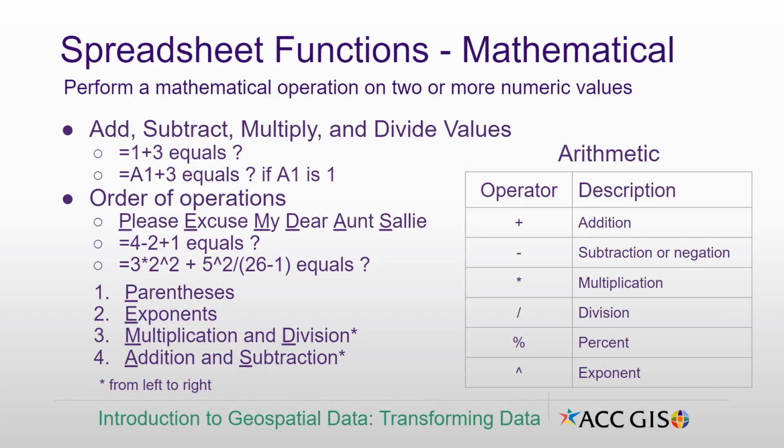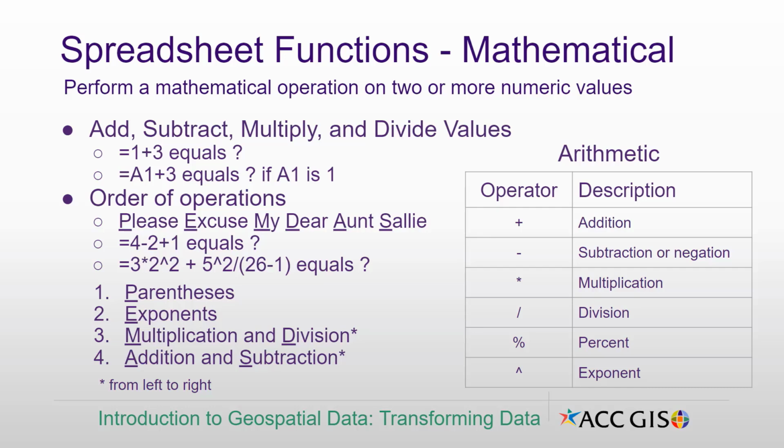Now, spreadsheets are also powerful calculators where you can perform a mathematical operation on two or more numeric values. Some basic mathematical operations include, for example, add, subtract, multiply, and divide. If you look at the little table on the right under arithmetic, you can see the various types of operator in the description. Some of them are pretty obvious, like addition and subtraction, for example. But if you go to the very bottom, you have to just know, for example, that exponent is using the caret.